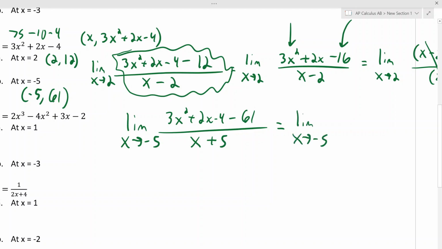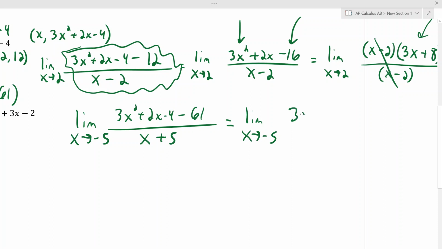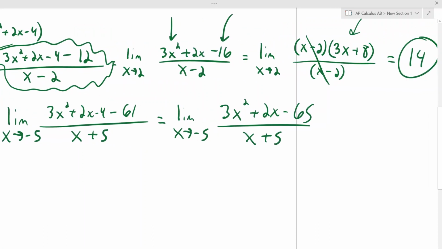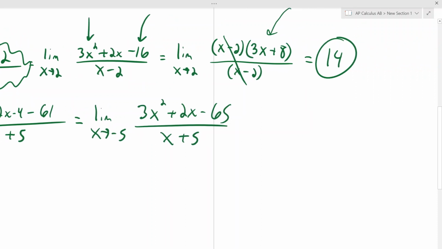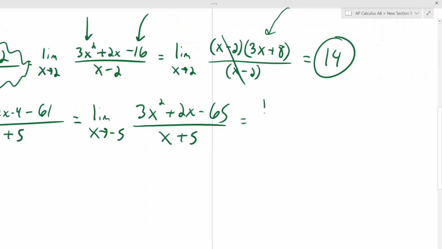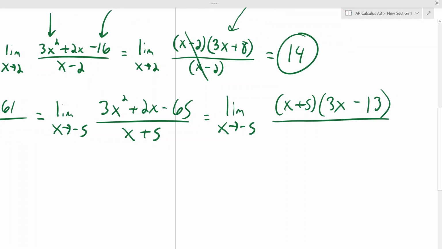As we approach -5, we're going to get 3x squared plus 2x minus 65 over x plus 5. I'm telling you, if you put a -5 into there, it's going to cancel all the way out to 0 over 0, which means x plus 5 has to factor out. So as we approach -5, I know there's an x plus 5 here. You can think about that as you factor. That means this has to be 3x minus 13. Okay, that's how that factors.